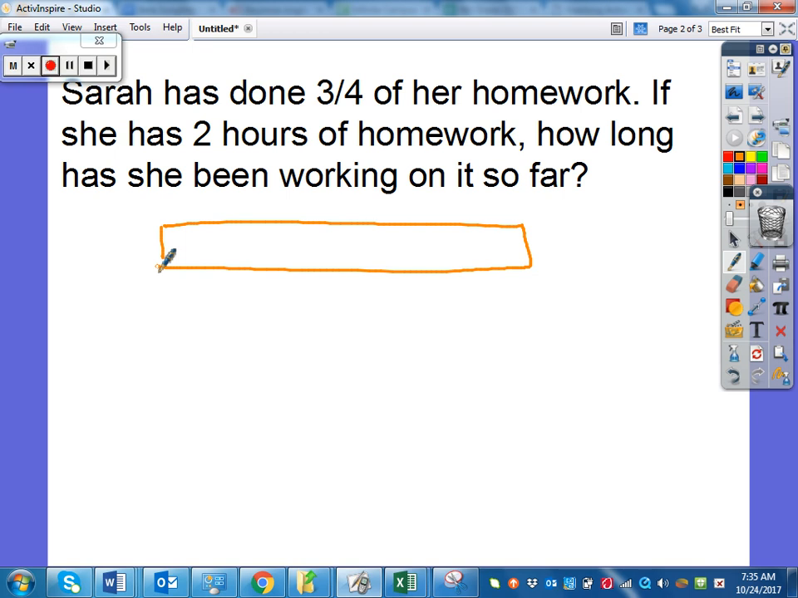So I know that this entire model is 2 hours of homework. But she hasn't done all 2 hours of her homework yet. That would be half. That would be 1 hour of homework. But she's done more than half. She's done 3/4 of her homework. So if I'm looking at 3/4, that would be 3/4. From the entire 2 hours, this would be 1.5 hours.